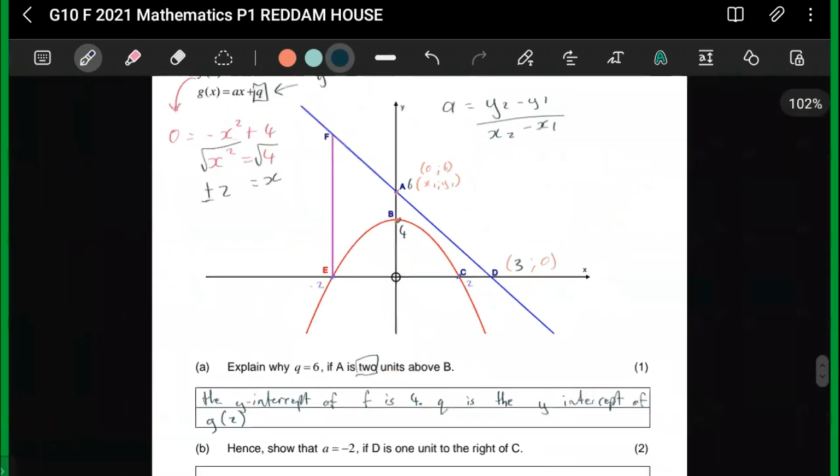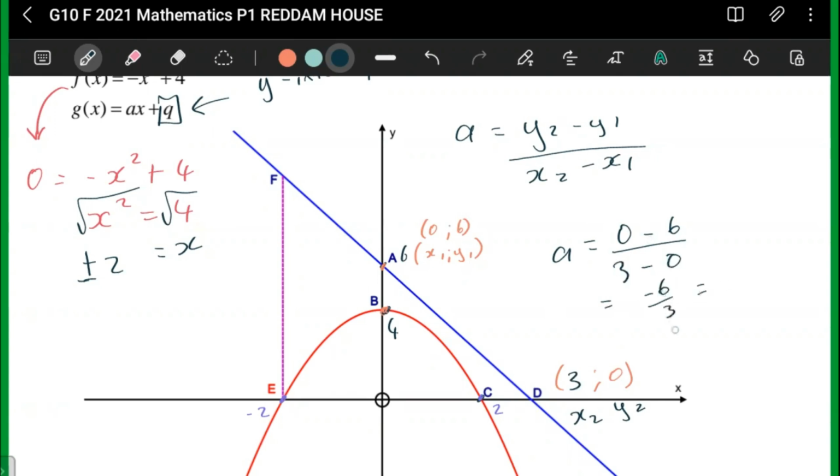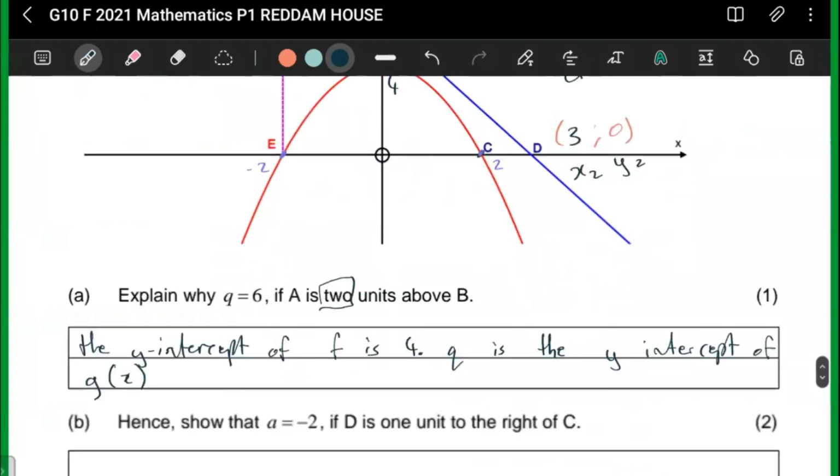So the moment you at least have the value of D now, it's easy to get your gradient, because your gradient is just going to be, you can say here x2 and y2. So you can say 0 minus 6. And then here you can say 3 minus 0. Negative 6 over 3. That's a negative 6 divided by 3 is a negative 2. And there you go. You get your marks.